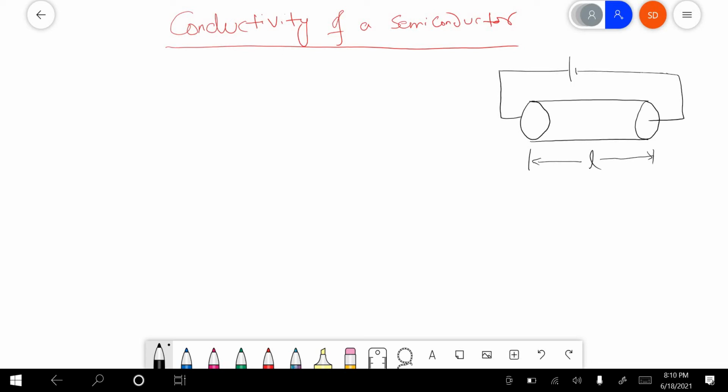The area of cross section of this semiconductor is, for example, A. V is the potential difference of this battery. Then current is flowing in this direction.